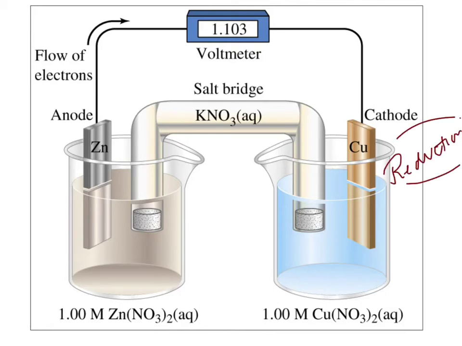What I want to explain to you now is where we get this value right here, this 1.103, the cell potential for the overall reaction for any given electrochemical cell at standard conditions. So to do that, I'm going to do a sample problem off of page 12 and just explain the process.